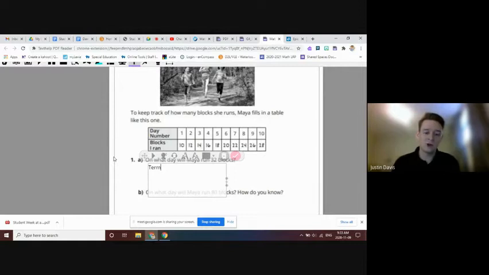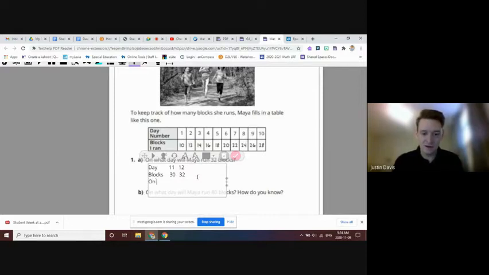So we're talking about term, or in this chart, I could say day because it's already labeled for me. And the other part is blocks. And I'm going to continue the pattern. I don't have to rewrite it because it's already written for me above. So on day 11, how many blocks would Maya have run? Well, I can see that the pattern starts at 10 and goes up by 2 each time. So on day 11, we're going to be at 30 blocks. And on day 12, be at 32.